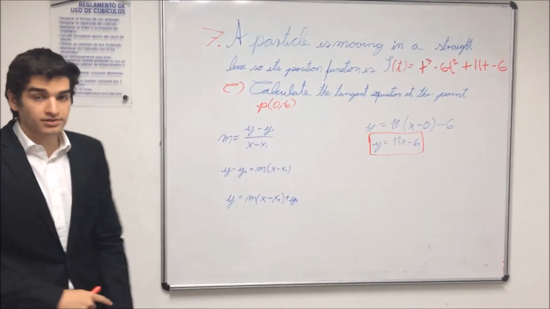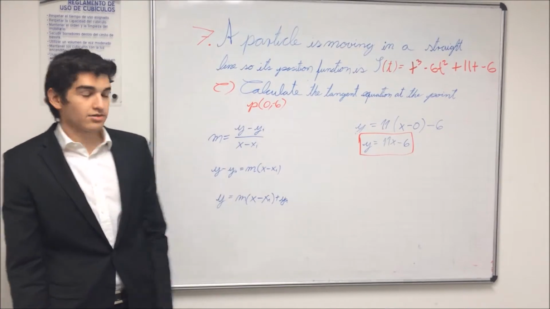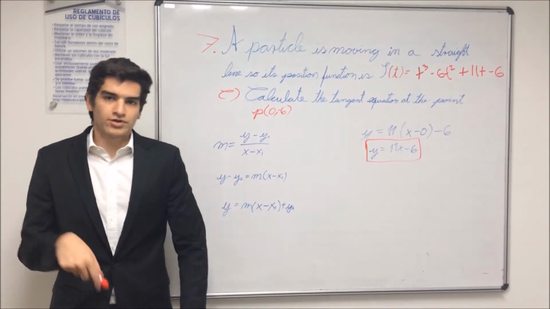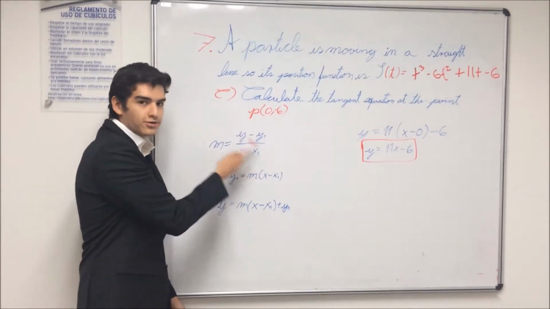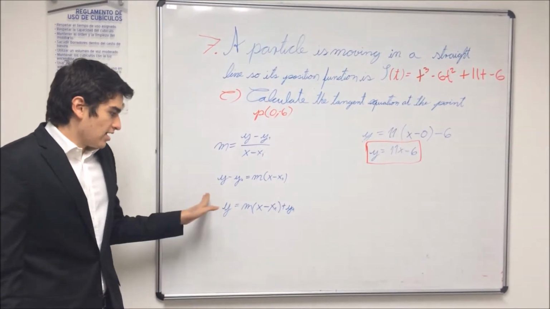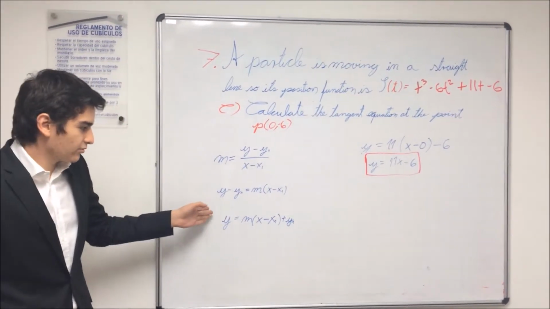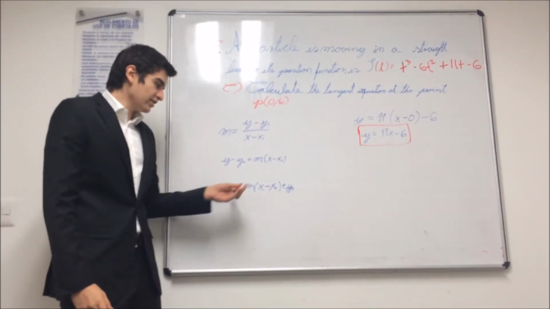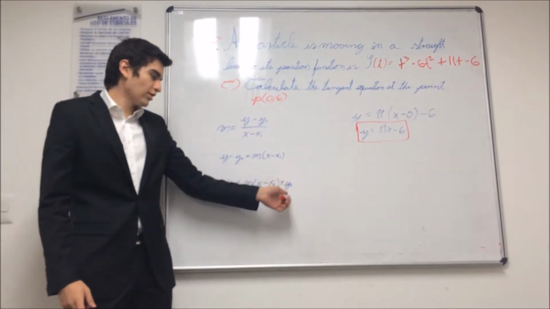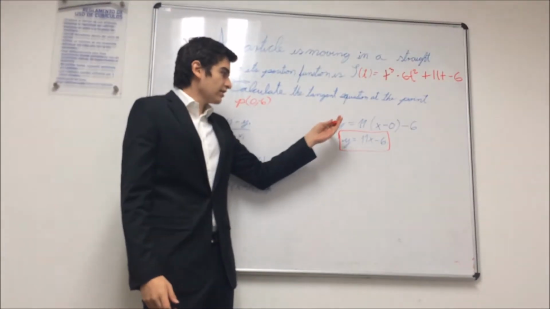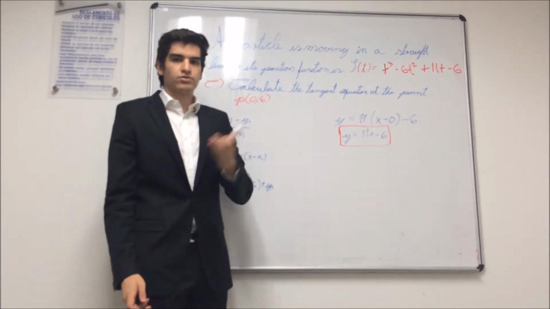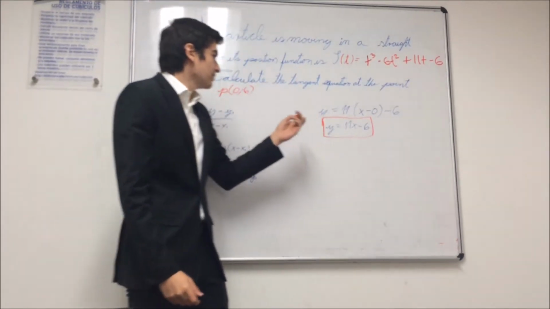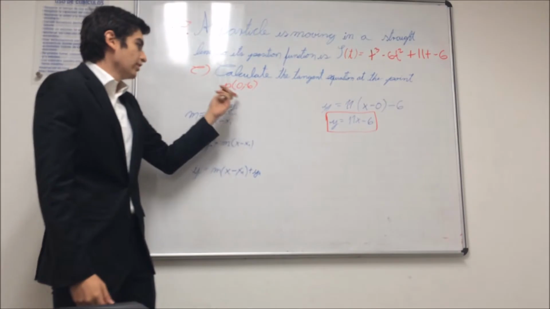Point C is asking us to calculate the tangent equation at the point 0, minus 6. So for this we have to use the slope formula, and we have to get rid of y. You have to replace the values x1 and y1, and you're gonna get something like this, and then you resolve it, and the result is gonna be the tangent equation at this point.